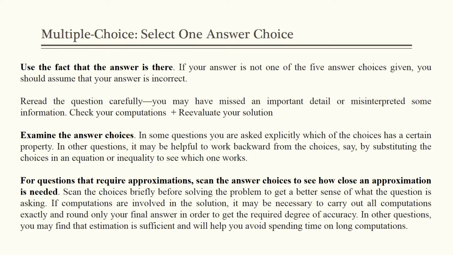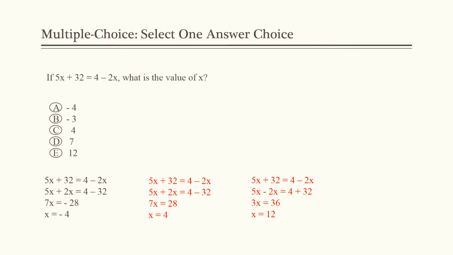And finally, some questions require approximations, so you scan the answer choices to see how close an approximation is needed. In some cases, the answers are so far apart in terms of values that it's easy to guess the correct answer. In others, you might need a full calculation. In those cases, it may be necessary to carry out all the calculation exactly and then round only your final answer to get the required degree of accuracy. But in other questions, you may find that the estimation is sufficient and it will help you save a lot of time in doing long calculations.